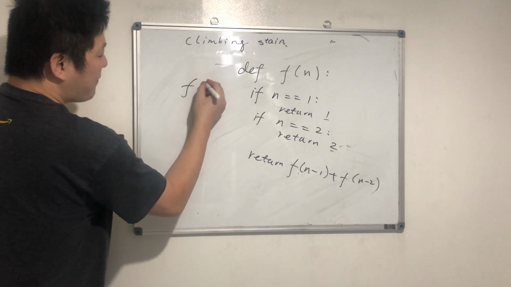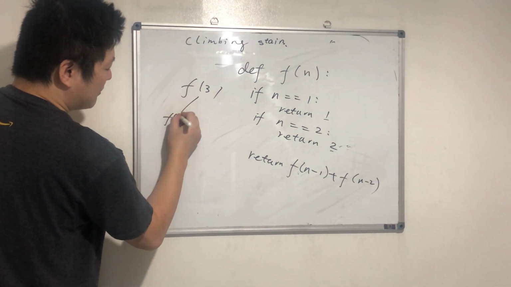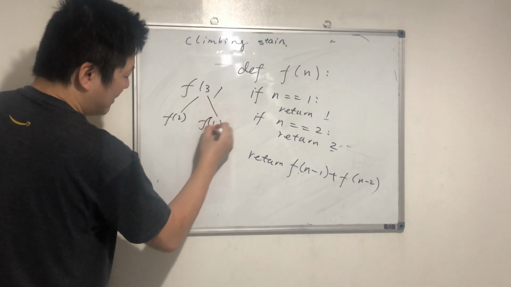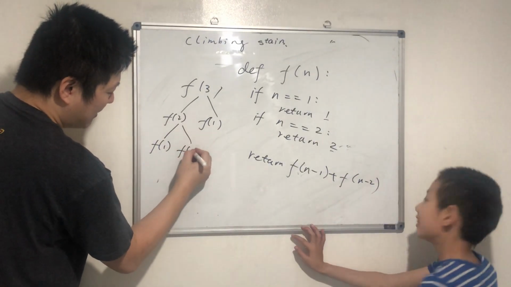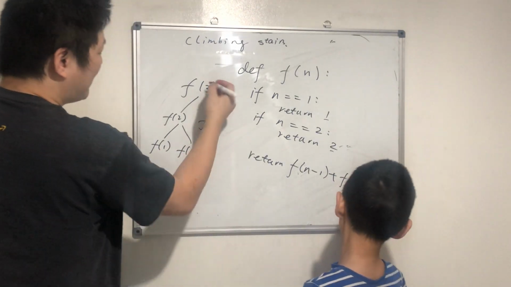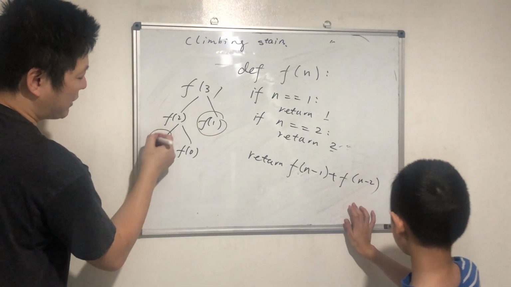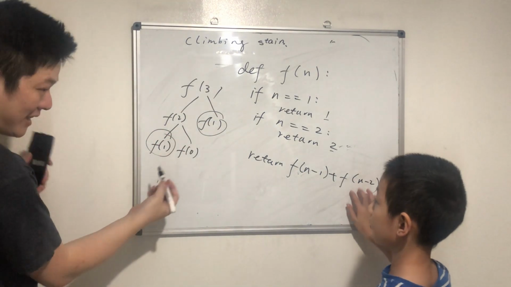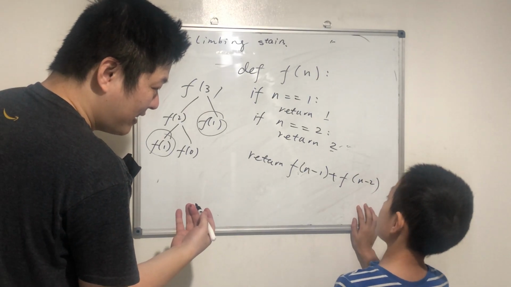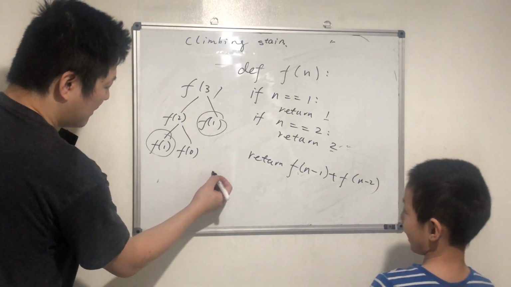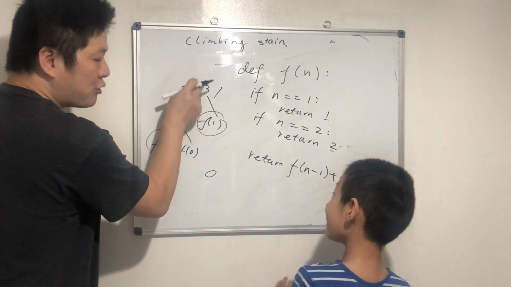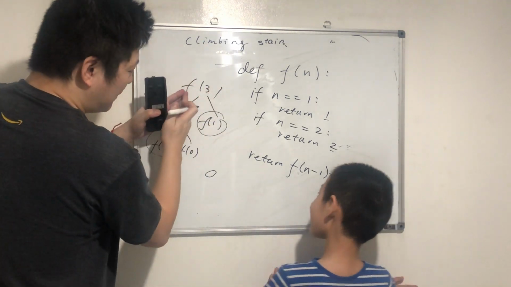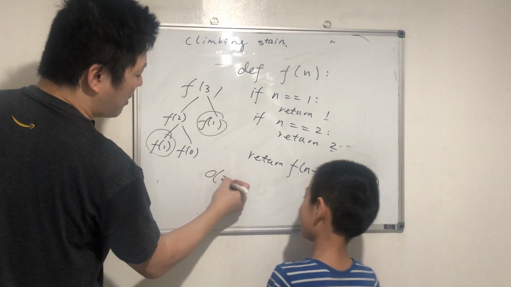Okay, look. F3 equals F2 plus F1. F2 equals F1 plus F0. Look, F1 is calculated multiple times, again and again. Remember this tree. That's O of n squared? No, because each one has 2 branches, each n corresponds to 2. So it's O to the power of n.